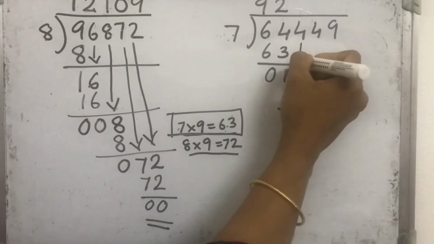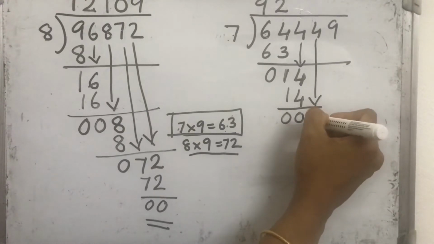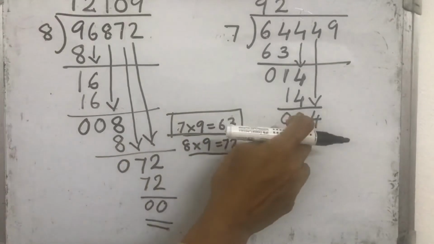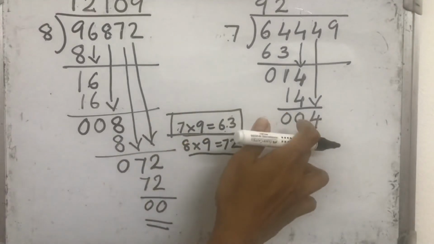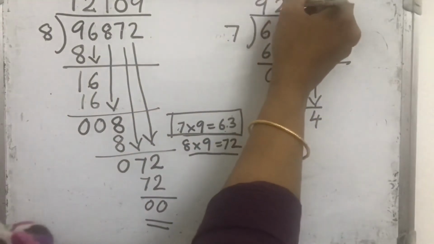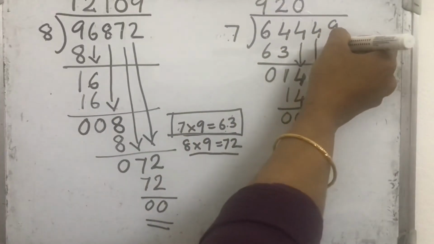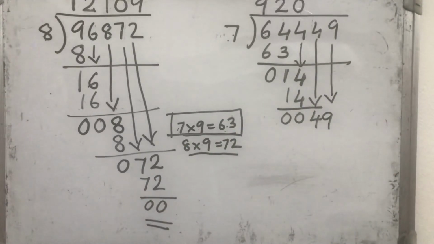Then bring down the next 4. First we bring down this 4. There is one more 4 that we bring down next. So next we are dividing 4 by 7. Is it possible? No. Here also 4 is smaller than 7, so this division is not possible. So we put a 0 on the quotient. After that bring down the next digit 9. Now the number is 49.